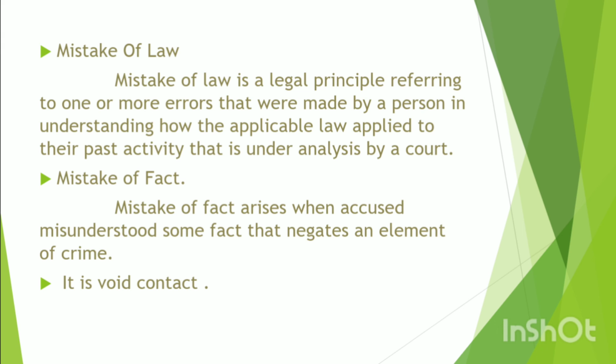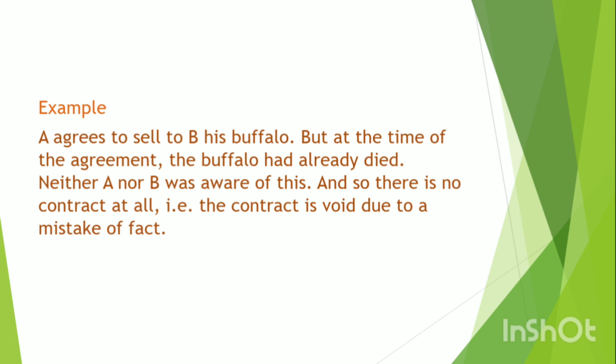To avoid mistake in a contract, it is essential for the creation of a contract that both parties should agree to the same thing in the same sense. Example for mistake: A agrees to sell to B his buffalo, but at the time of the agreement, the buffalo had already died. Neither A nor B was aware of this, and so there is no contract at all, i.e., the contract is void due to a mistake of fact.